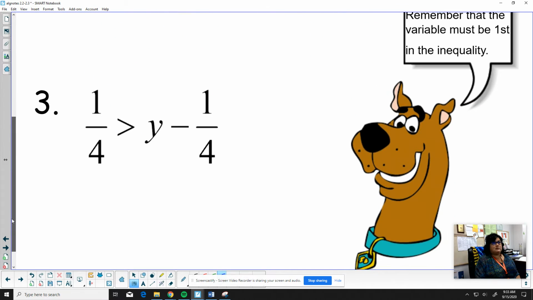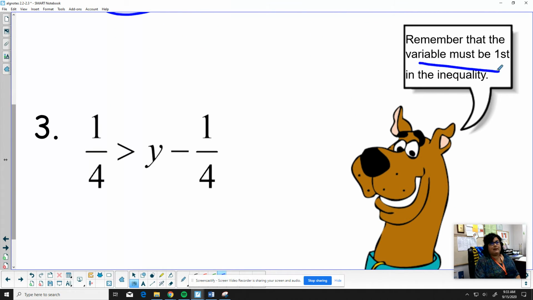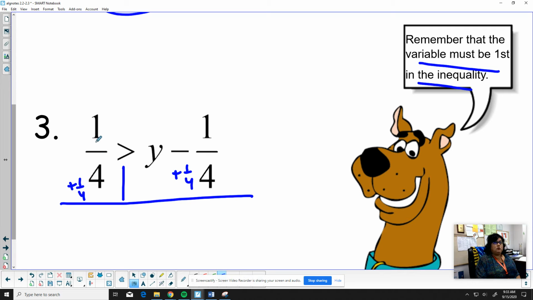Right down here, we've got Scooby, and he's telling you that the variable must be in the front, or first, in the inequality. So you can already see y is in the back. We're going to have to do a flip here. So if we solve for y, even though it's a fraction, we're still just getting rid of minus 1/4. So we're going to add 1/4 to both sides. If you put this into Desmos, 1/4 plus 1/4 is going to pop out 1/2. The greater than will drop, and y drops.